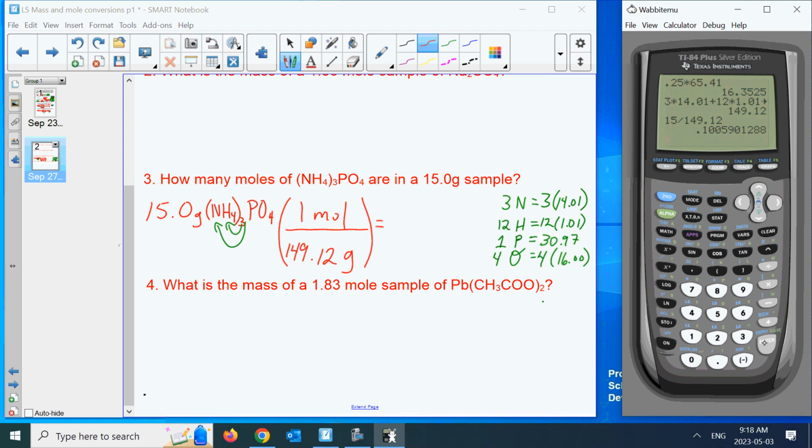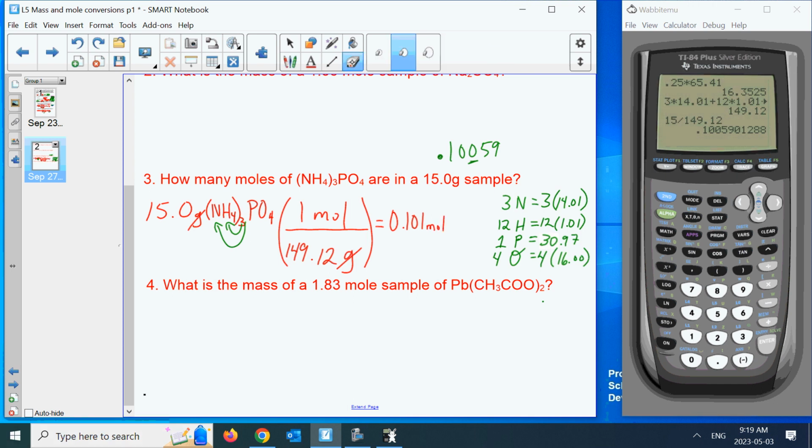There are 3 digits in 15.0, and the other one is 5 digits. So we're going with 3 digits for this answer. 0.10059. I need to round it. I need to round to this digit here. So 0.101 is what I'm actually going to write down. And that is, grams are gone. Moles. And then I'm squeezing in the formula.